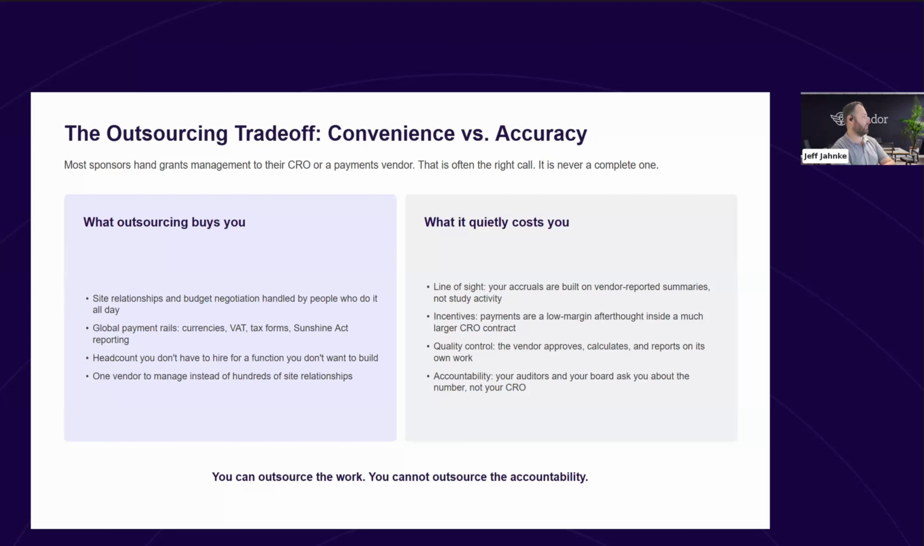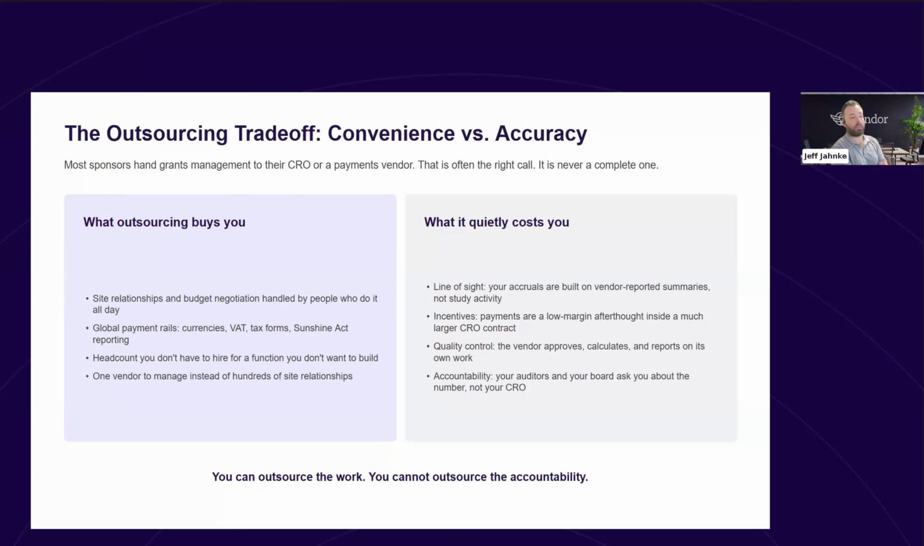And the other nice thing is, of course, just the scalability. You're in charge of managing the site payment vendor, whether that's your CRO or a third-party vendor. You don't have to worry about managing dozens or even hundreds of individual site relationships as well. But the downsides of this are that you don't necessarily have line of sight into what's actually taking place. You're relying on the vendor to report to you what's been paid and trusting that's accurate.